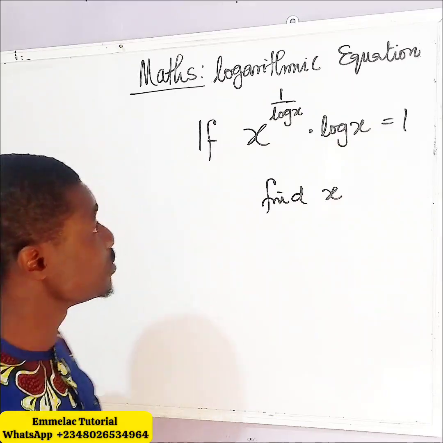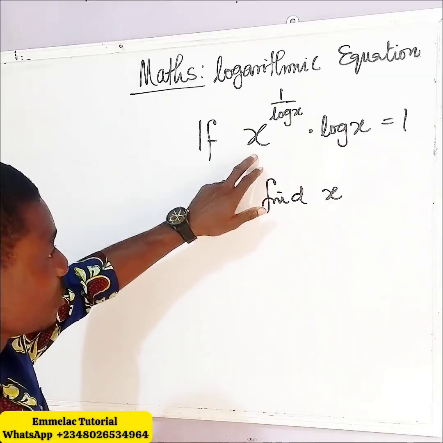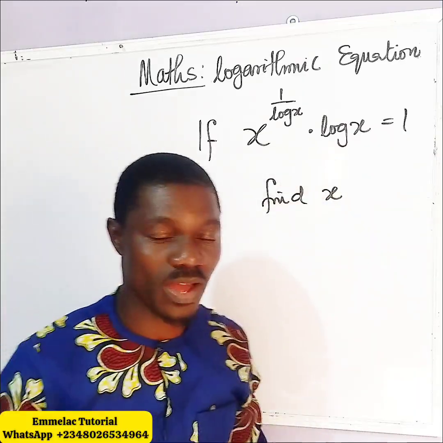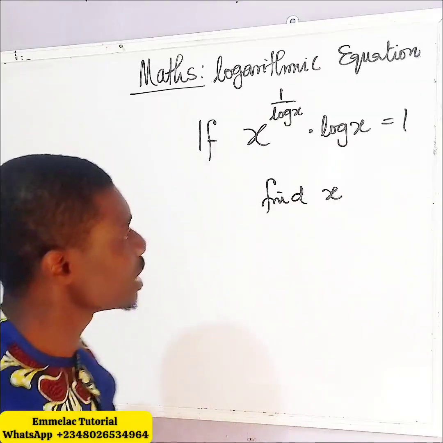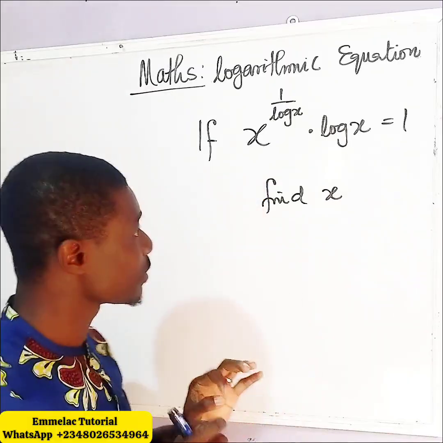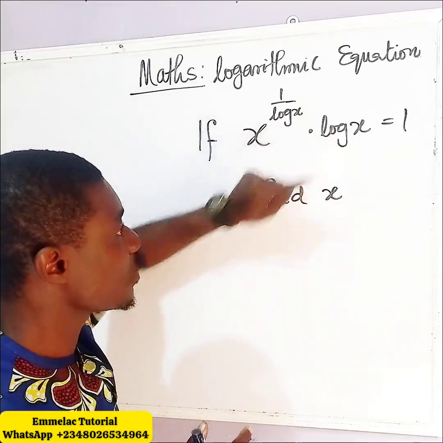Now let us look at this beautiful logarithmic equation, and it says that if x raised to the power of 1 over log x, times log x, equals 1, we are told to find the value of x. So how do we go about it? Now let us take note that in this equation we have a similar term, or a term that looks similar. You can see log x here and log x here.